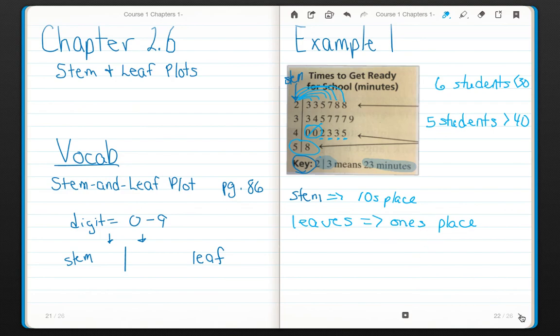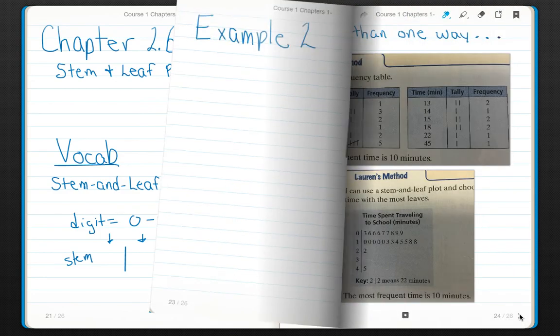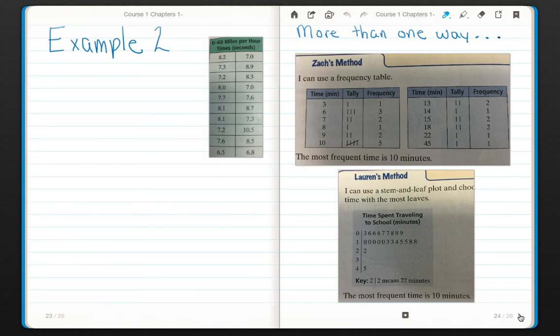Let's talk about how you make one. So example 2, the table shows times that it takes compact cars to reach 60 miles per hour. Make a stem and leaf plot of the data. So you will notice that this is in seconds. 0 to 60 miles per hour times in seconds. So 8.2 seconds, 7.3 seconds, 7.2 seconds, and so forth.